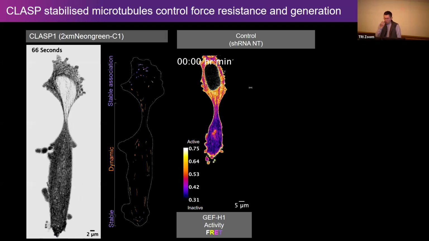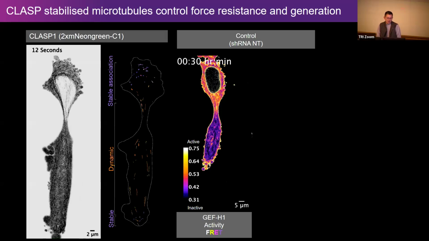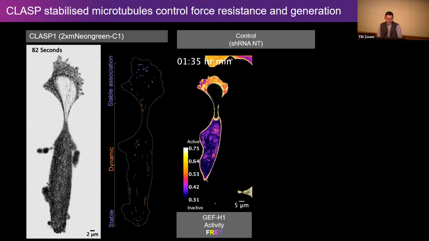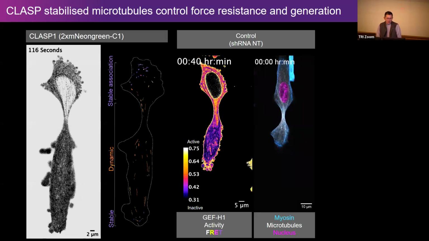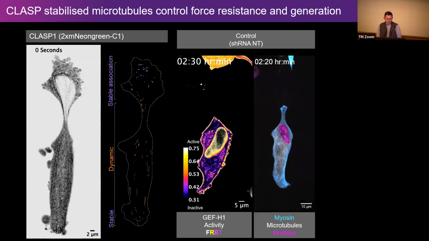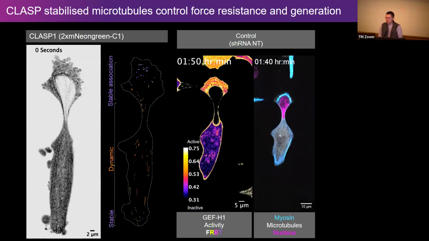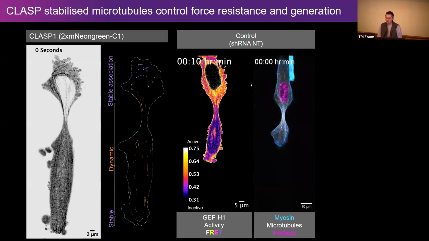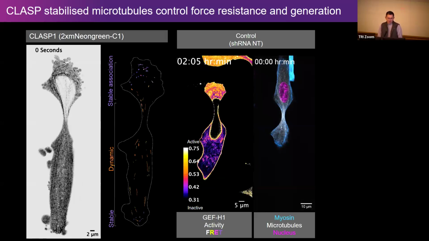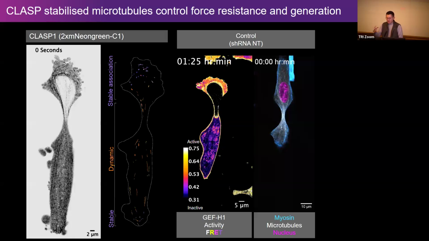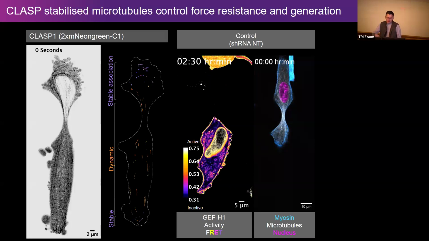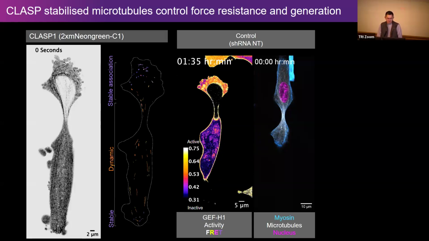And so when we look at all this downstream signaling using biosensors, we can see that indeed GEF-H1 does also activate at the rear. And quite nicely as well, myosin through actin-myosin contractility is also enriched at the rear. And we think that this is principally driven by CLASP localization and stabilization of microtubules at the rear, enabling cells to generate this contractile force at the rear in order to push the nucleus through.